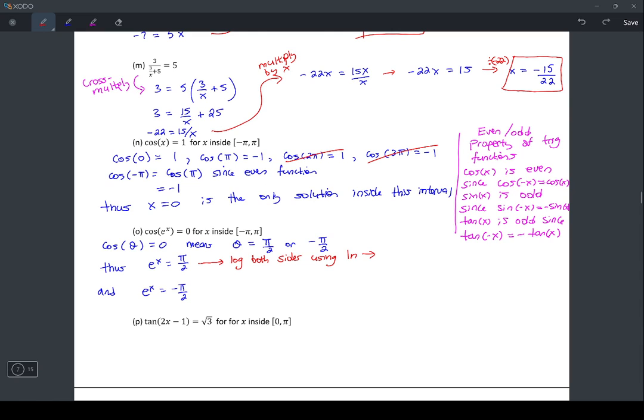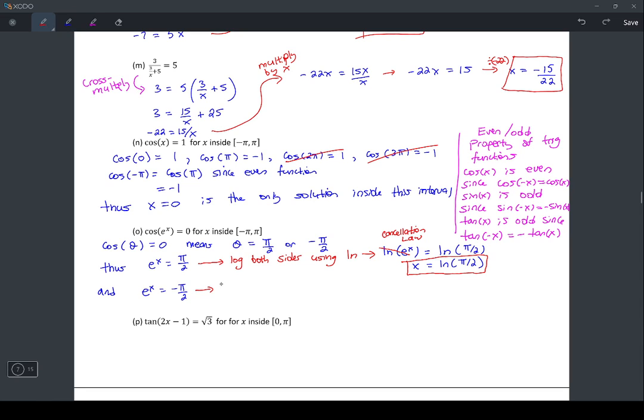Using ln, using the ln function, special log function with the base of e. So ln of e to the x is equal to ln of pi over 2. The purpose of using a ln is for this cancellation law. So we get x is equal to the ln of pi over 2. That's one solution. Let's see if there's another. Maybe there's not, maybe it's a trick.